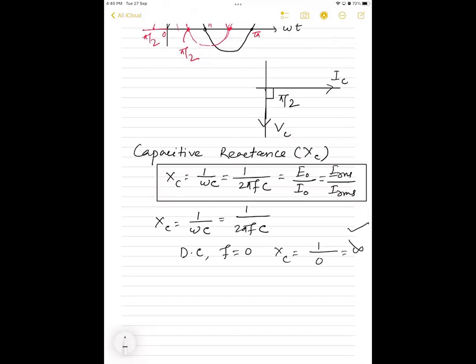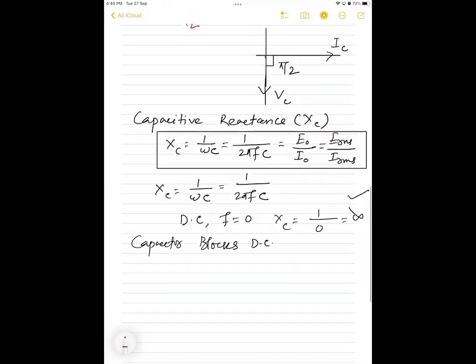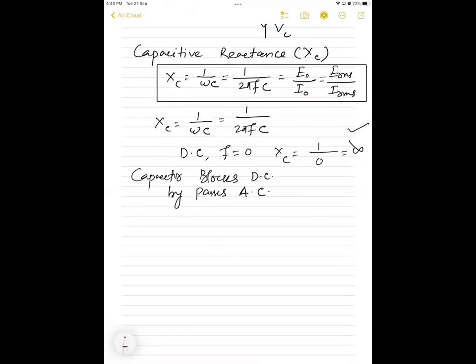Yes. That means it will block DC. Capacitor blocks DC, right? Yes. We can take a conclusion: capacitor blocks DC. Correct? Yes or no? And AC को जाने देगा, bypasses AC. Okay? Yes.